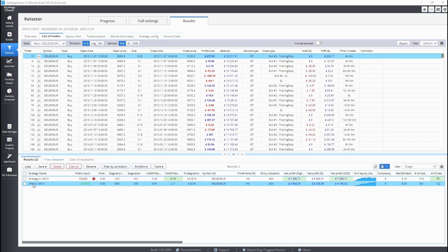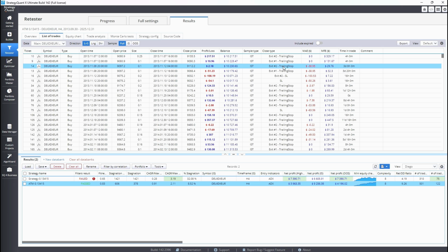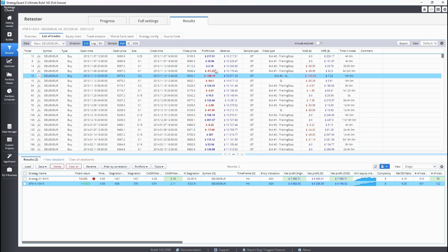This one, ATM, is the one that is using the ATM. Both of them have the same entry indicator, ADX. If you see here, for the first trade, the exit is by trailing stop, and it's half of the first entry. For the next trade, exit number 2 is a trailing stop, the same amount.